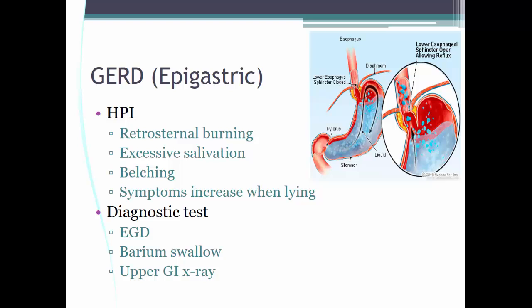If it happens in infants, they will be vomiting with irritability, having anorexia, and even chronic aspiration. Patients sometimes complain of excessive salivation, belching, and these symptoms tend to increase when the patients are laying down or at night. Sometimes the patients complain as well of odynophagia, which is painful swallowing.